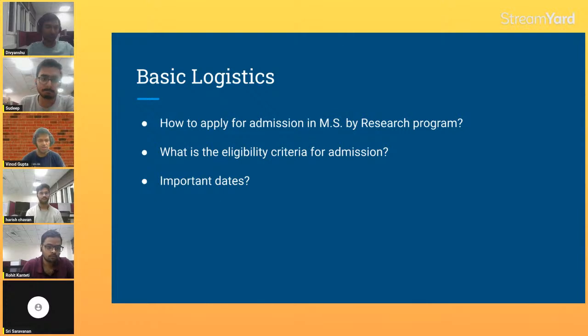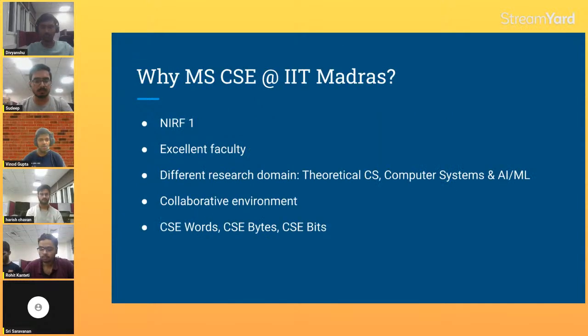You can look at the admission brochure link. It is also pinned in the comment section, and it is also available on the homepage of the website. The important dates are also listed on the homepage. One important date I would like to address is 31st March, which is the last date to apply for any research admission. So moving forward, why MS at IITM?